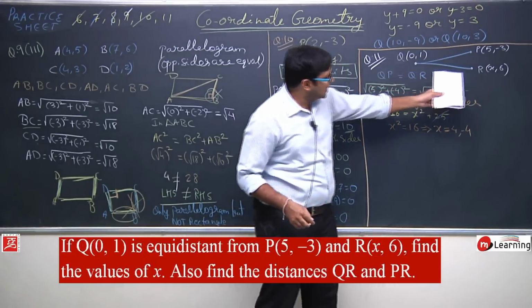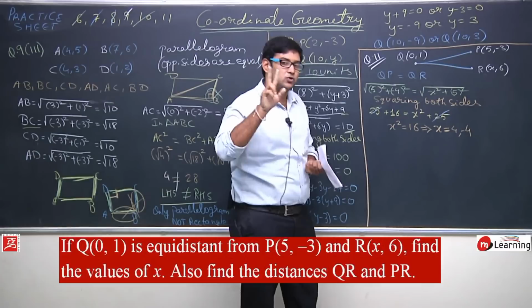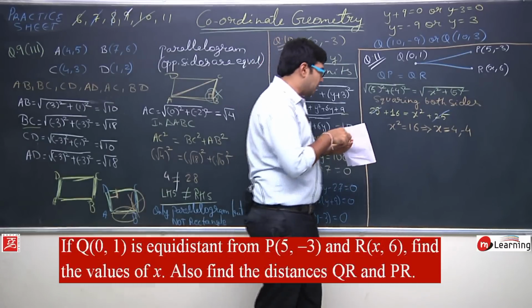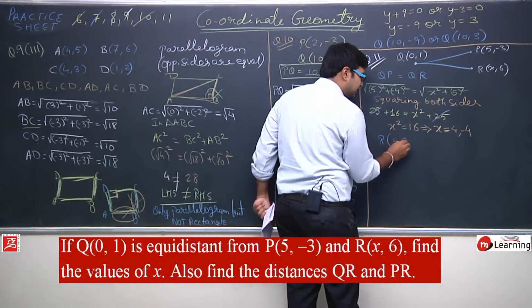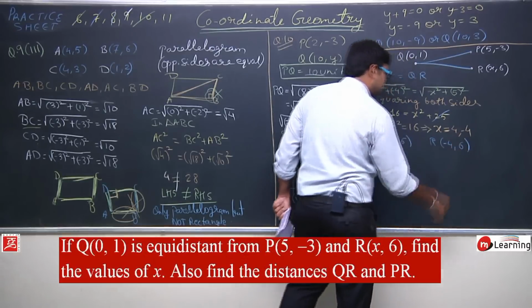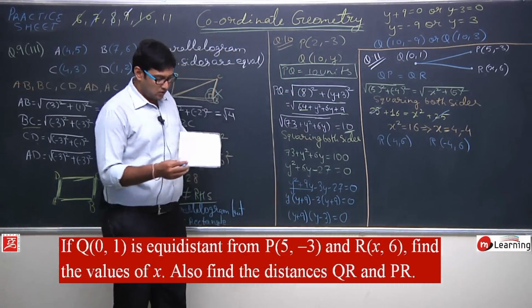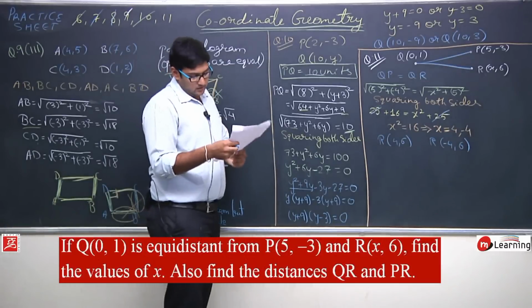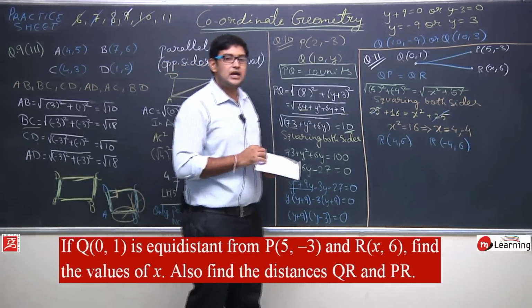So this R point can have two different values, can have two different locations. R point can be (4, 6), or R point can be (minus 4, 6). Okay, these are the two values of R. Now what is given? Now we need to determine distance QR and PR.